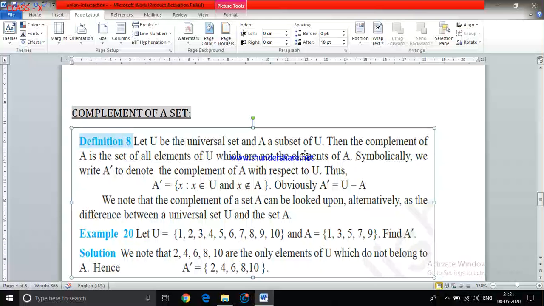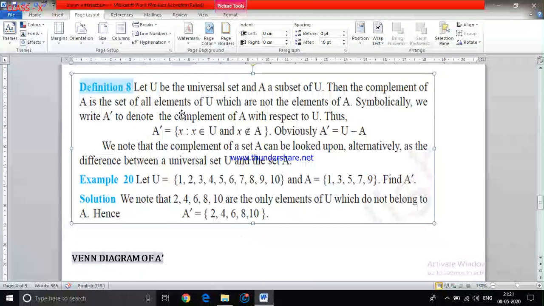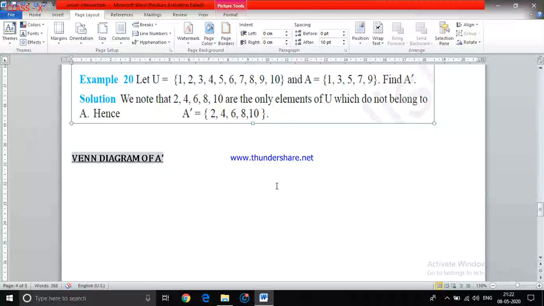A complement of a set. I'm not going to the definition first because it confuses you. So let me explain with an example. Then you can understand the definition, and we'll read the definition later on. For example, U is a universal set which consists of the numbers 1 to 10. If you want, I'll write it like this: the universal set consists of numbers from 1 to 10.